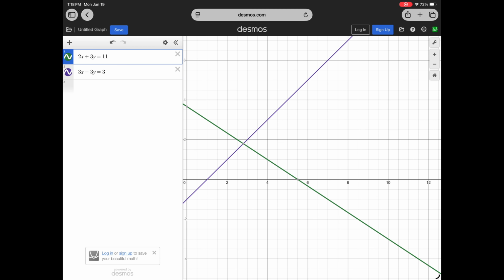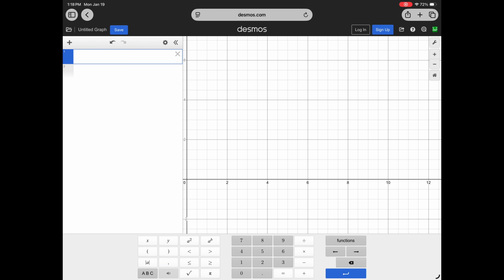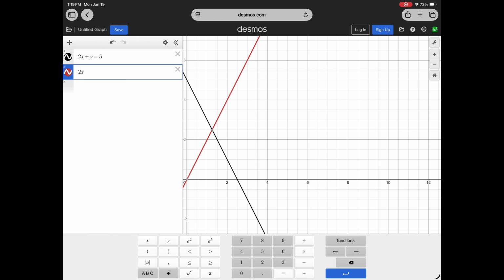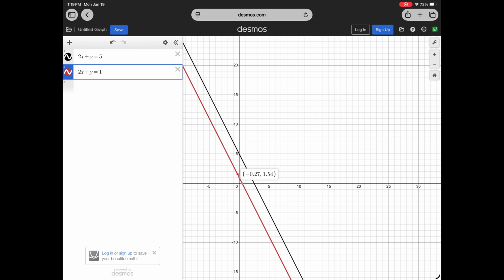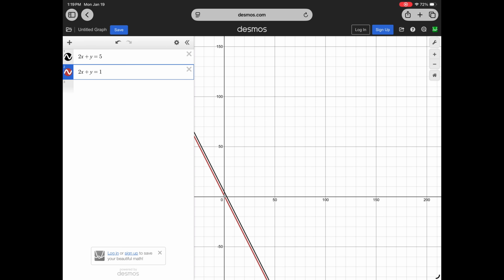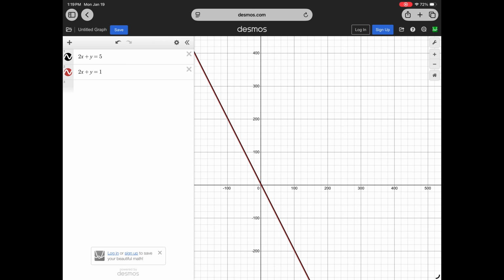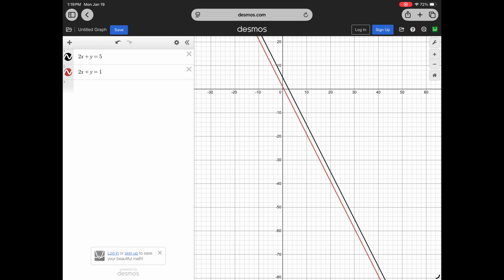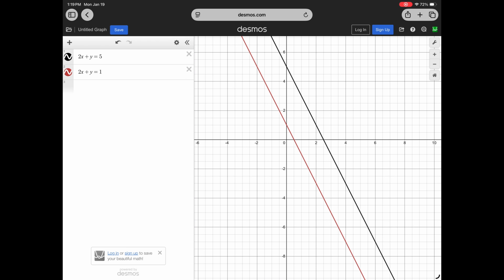Now, if you want to see no solution, parallel lines, you're going to do 2x plus y equals 5, and then 2x plus y equals 1. These parallel lines will never touch, never intersect, nothing, since they're parallel. So, what you have here is no solution at all.